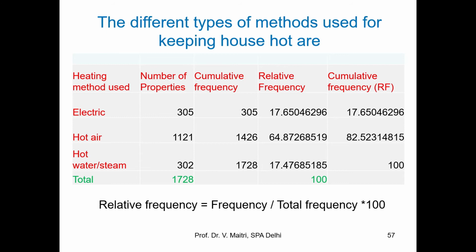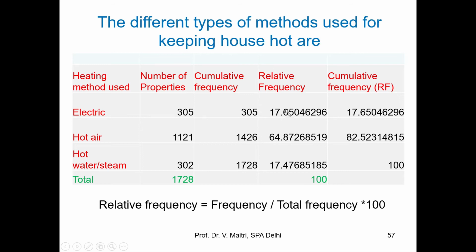Now in one country, in the houses, the people are using different types of heating methods, and 305 houses are using the electric method for heating their house. 1121 houses are using hot air, and 302 houses are using hot water or steam for keeping their house hot. So first of all, we prepare the cumulative frequency, because on that basis we have to draw a curve also. Then we follow the relative frequency.